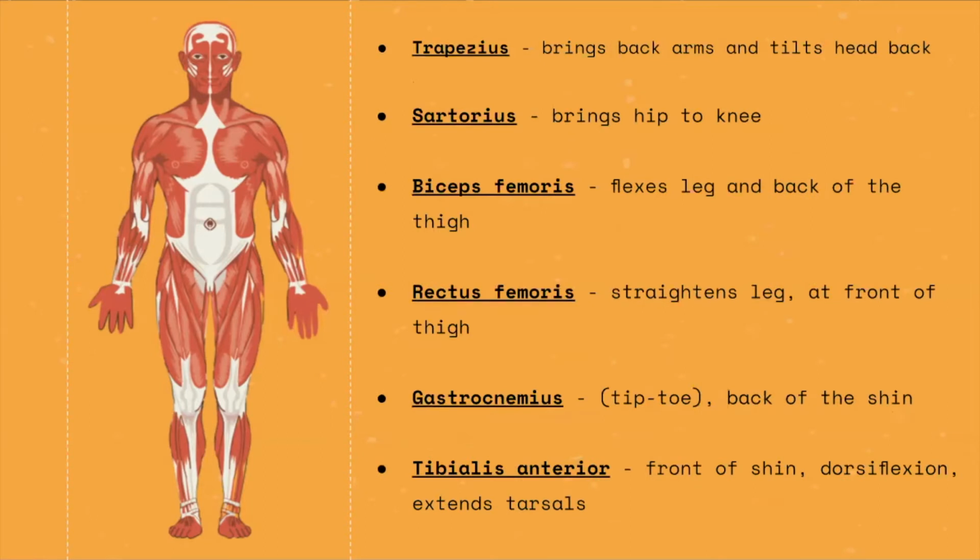We have the trapezius, which brings back the arms and tilts our head back. Our trapezius connects to our occipital bone. Does anyone remember where the occipital bone is? The occipital bone is the origin, the place where it starts for the trapezius. Does anyone remember what the occipital bone is?